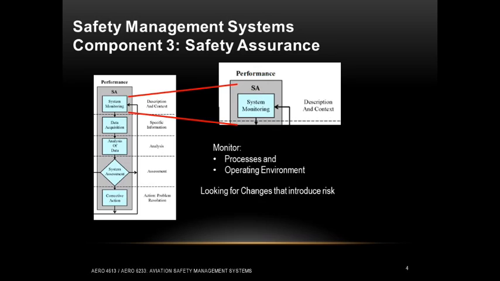In this element, we describe how we are going to monitor the process and operating environment. In that, we are looking particularly for changes that introduce risk and degradation of existing controls. This element will articulate how we are going to monitor the system, analyze the system for safety compromise, and how we are going to decide whether the risk remains at an acceptable level and it doesn't creep.